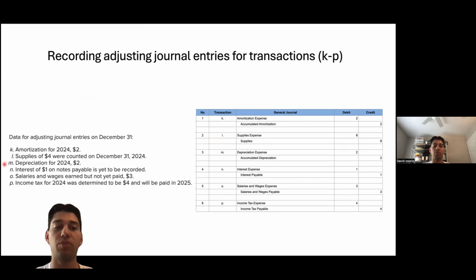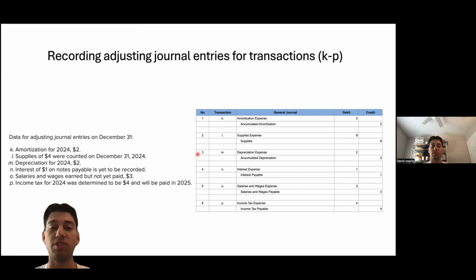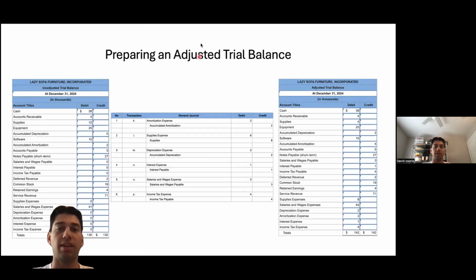We do M, depreciation of $2 for 2024. So we debit the depreciation expense already incurred for the year for $2, and we credit accumulated depreciation, which is again the same as the amortization. It's a contra asset account, and it increases by crediting the account. And it's just as it says, accumulated. It keeps accumulating until it's depleted. Then we go on to the next thing.